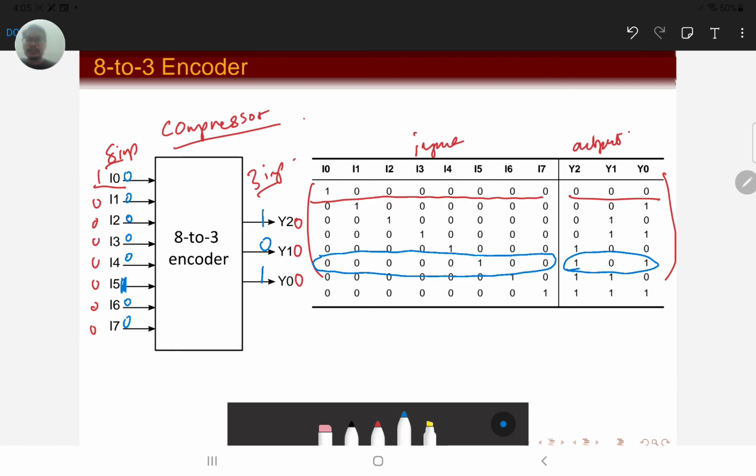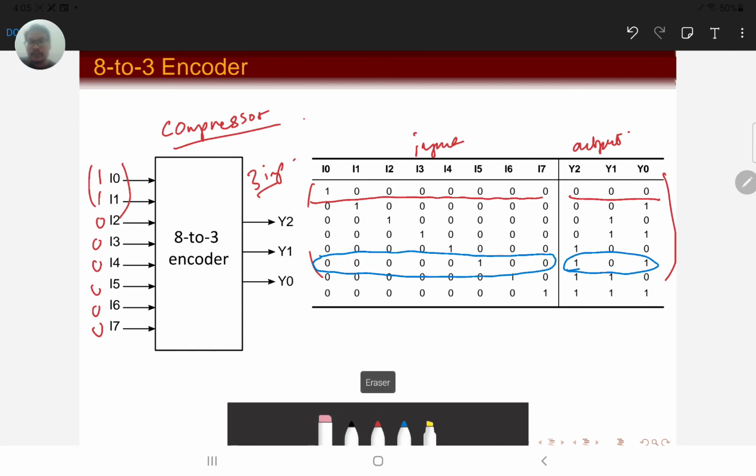So the question naturally is, what happens if we supply something strange? Let's say, for example, I give 1 1 0 0 0 0 0 0, which is not in the truth table, so I put 1 on both I0 and I1. Then what should be the output? In general, the output is going to follow the smallest one, which is I0, so it's going to give the output 0 0 0, and this is ambiguous.